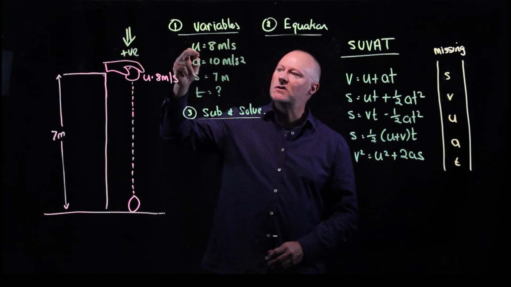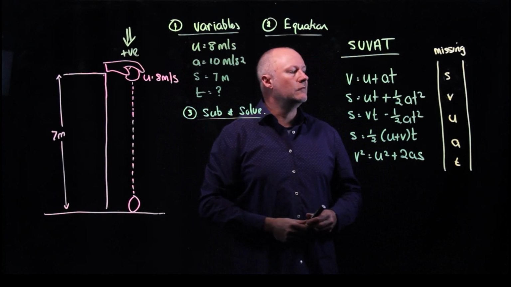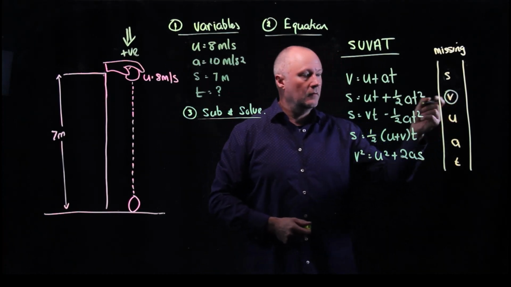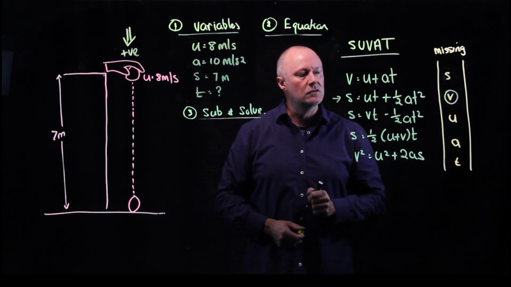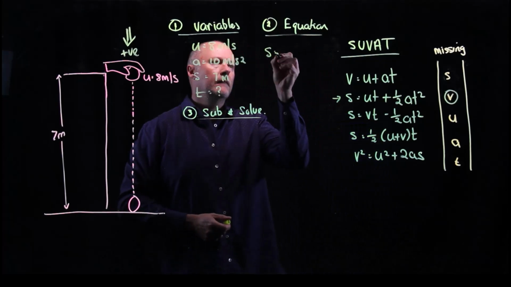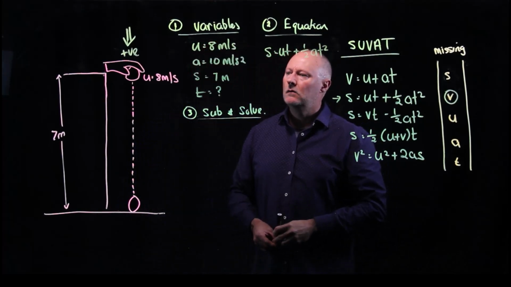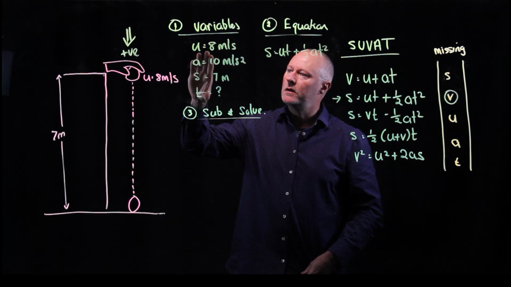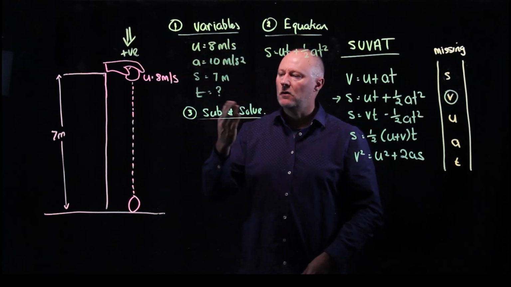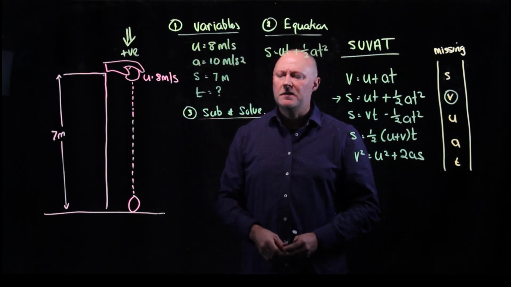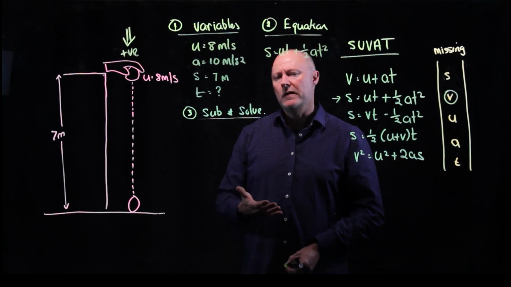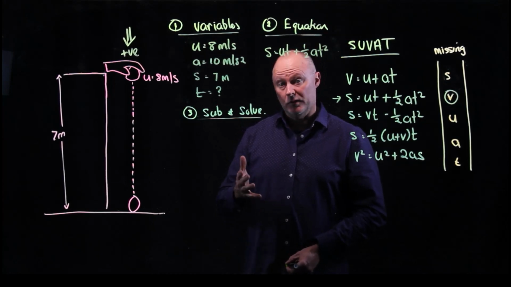Only one equation has a u, a, s, and t. It's the one missing the v. The one missing the v is s equals ut plus a half at squared. Now, all we need to do for step 3 is substitute those values into the equation and solve for t. I've chosen this particular example just to demonstrate that not all the SUVAT equations are simple. So let's have a look at this.